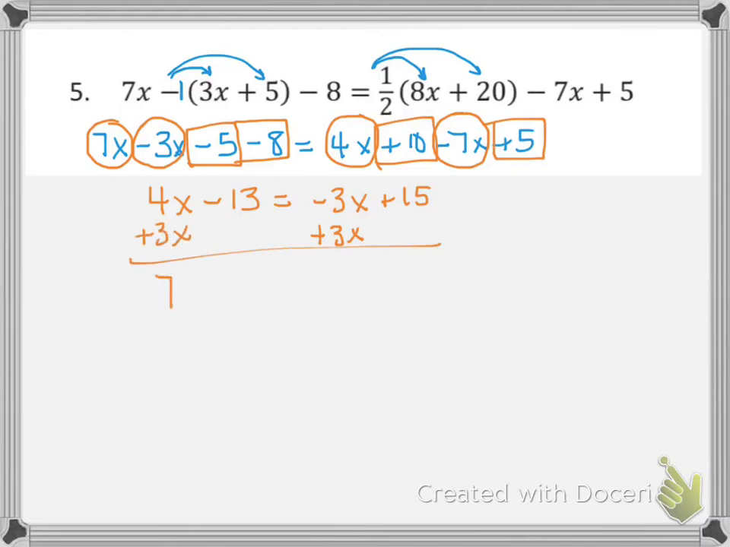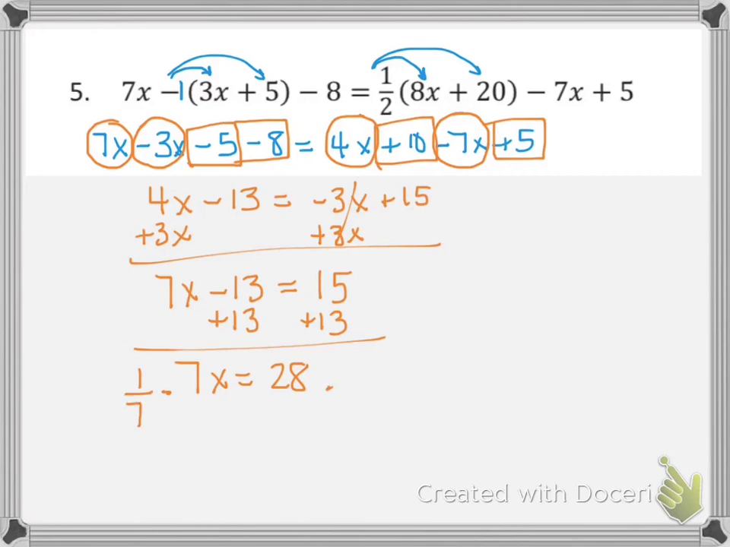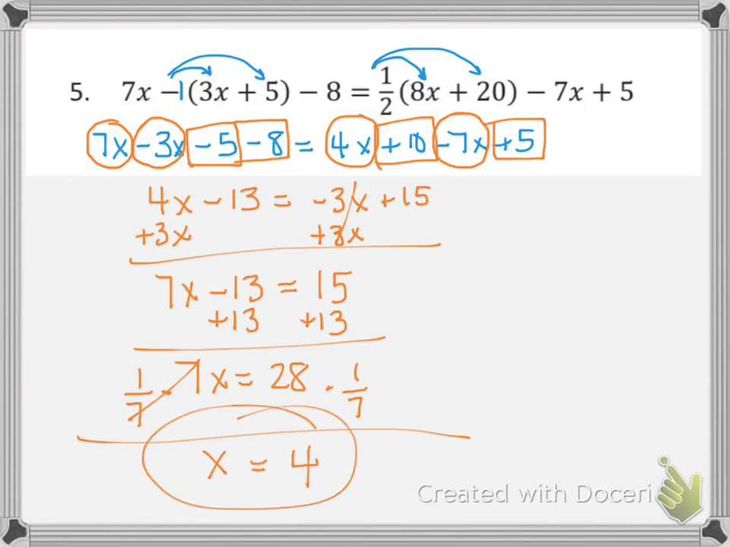That gives me 7x minus 13 is equal to, this is gone now, so I get 15 on the right side. Isolate the variable, undo a subtraction with addition, and we get 7x equals 28. And then multiply by the reciprocal, and the 7's cancel. We get x equals 28 divided by 7, which is 4. X equals 4 is our last solution.